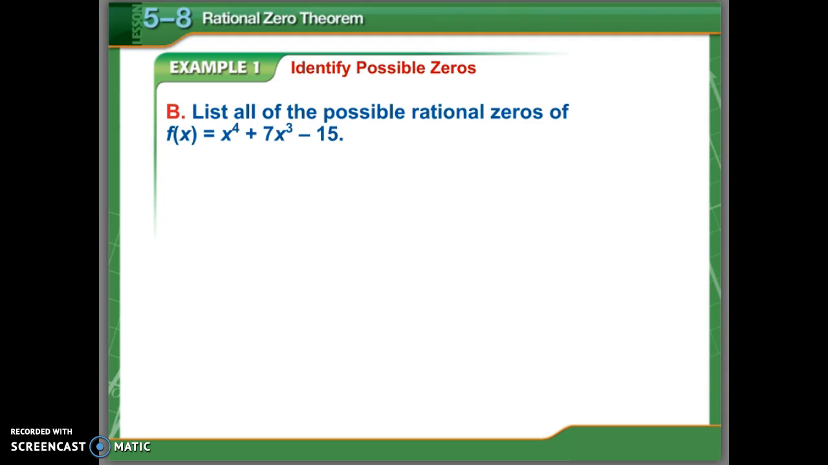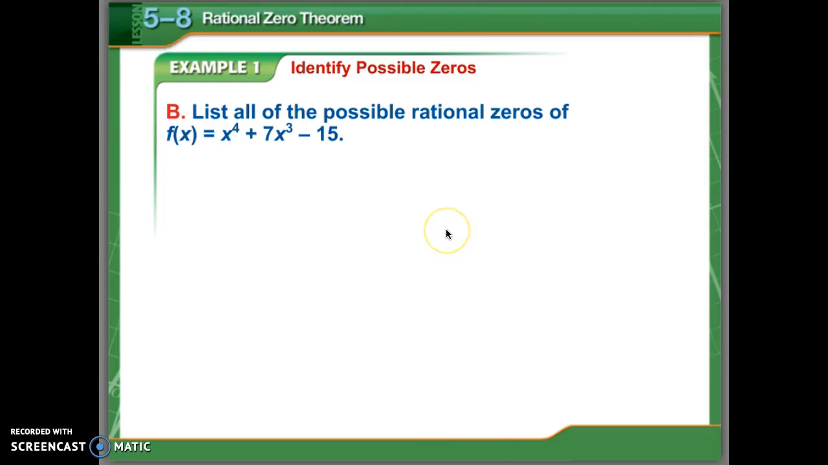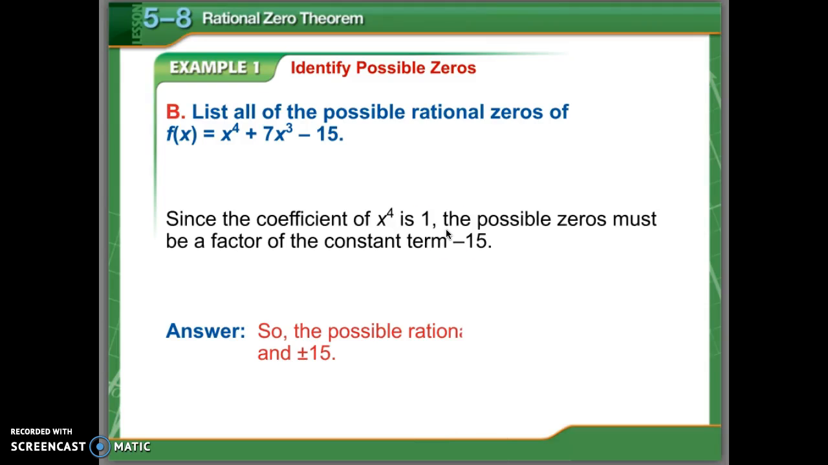Okay, part B, we're going to try another one. This time we have x to the fourth plus 7x cubed minus 15. So this time our p-value is -15, and our q-value is 1. There's just an imaginary 1 out here. So all we're going to be able to do is take the factors of 15 and divide it by 1 or -1. So our factors of 15, we could have 1 times 15, we could have 3 times 5. So we have plus or minus 1, plus or minus 3, plus or minus 5, and plus or minus 15.